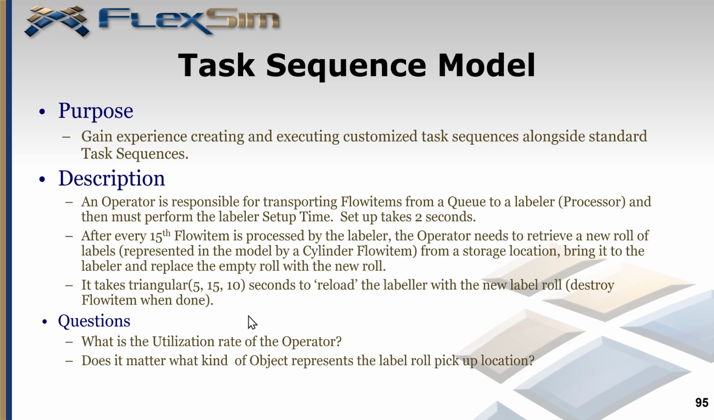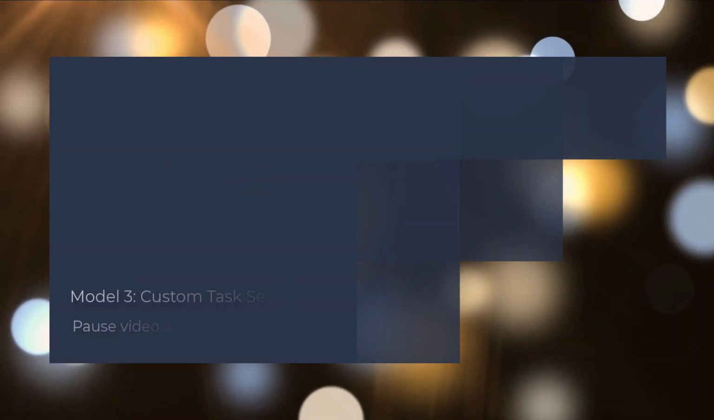A spot on the floor where you're going to have your operator walk to, pick up a flow item that you will create with your process flow and put it in that object location, and then carry it over to the processor representing the labeler, spin triangular 5, 15, 10 seconds, and then get rid of the roll. But the processor cannot be accepting a new flow item to be labeled during that time. As for how to model every 15th flow item, I'm hoping you'll be able to figure that out using the batch activity. Okay, it's now time for you to try to build this model on your own.